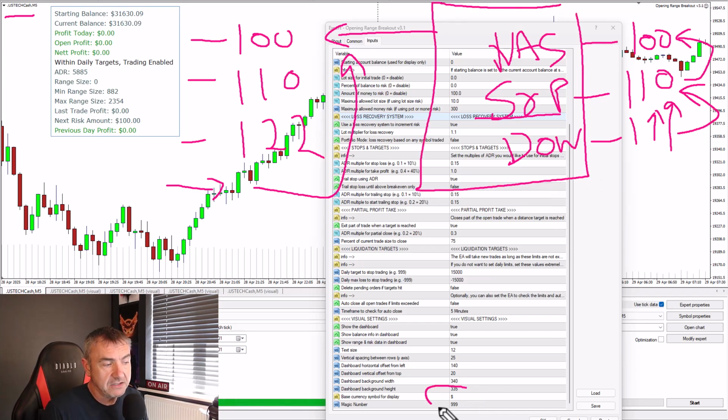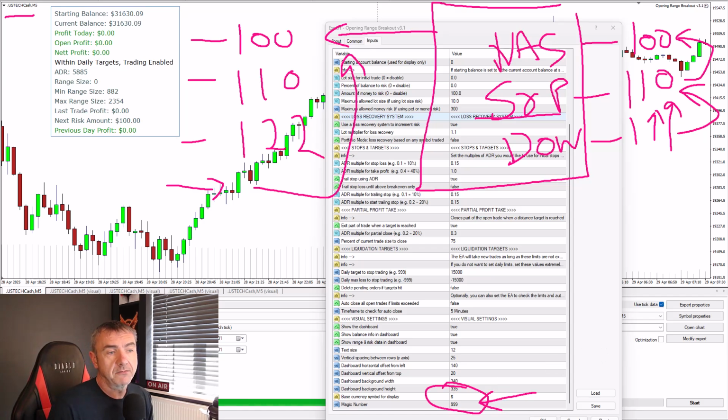And this uses the magic number system, okay, which you can see down here. So as long as you are using the same magic number on all of the instruments that you are trading in your portfolio, the EA will be able to dynamically see what is happening in your portfolio as a whole and adjust risk for all of your instruments. So it's an option that you can turn on and off as you desire.